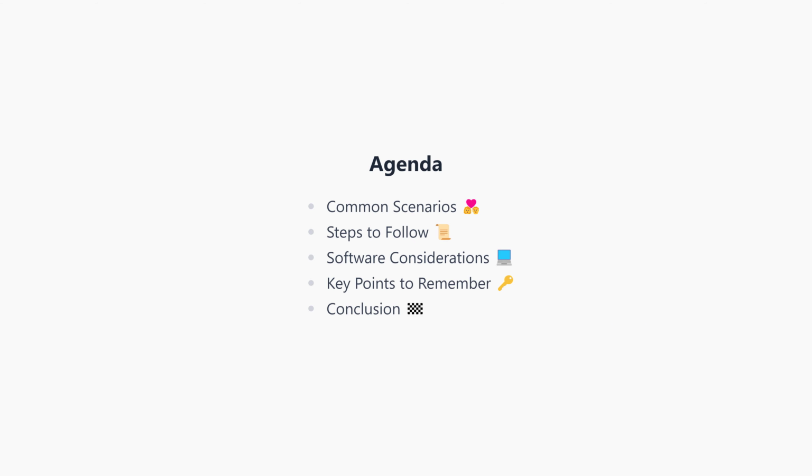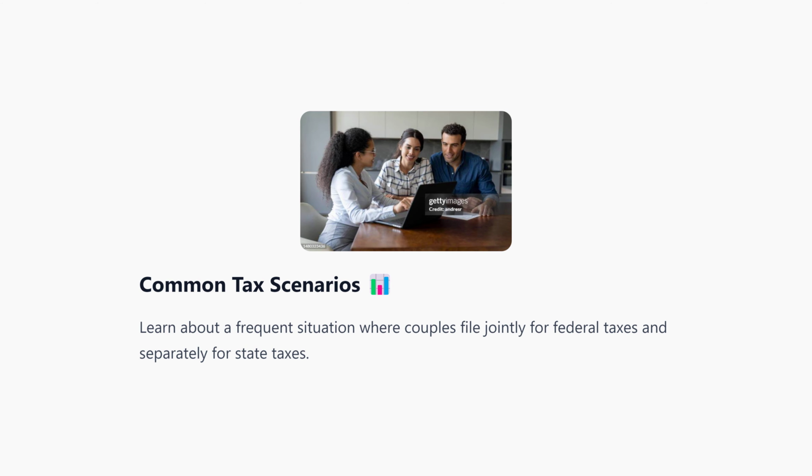A frequent scenario involves a couple married late in the year. One spouse lived in a non-tax state and moved to a state with income tax after marriage. For federal purposes, they must file jointly. But the non-tax state's resident income should not be subject to the new state's tax.